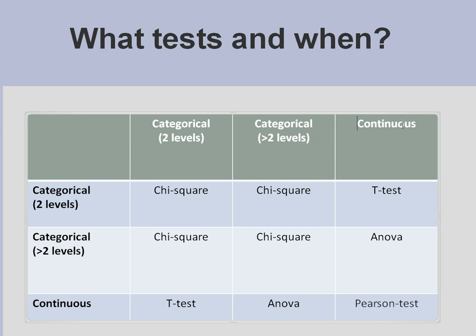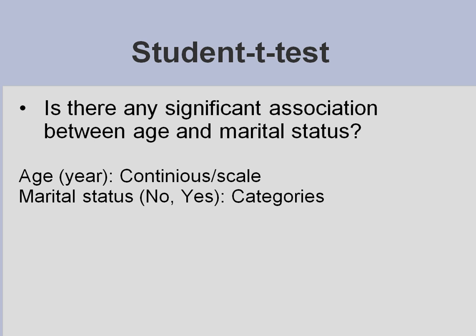T-Test is used when you're confronting a continuous variable with a categorical variable of two levels. In this example, I want to know, is there any significant association between age and marital status? My continuous variable is age, unit year, and my categorical variable is marital status with two levels of no or yes, which is categorized or coded as 0 and 1.